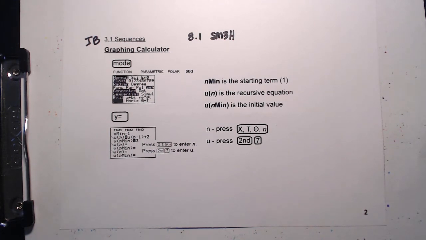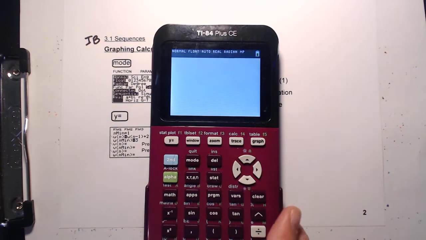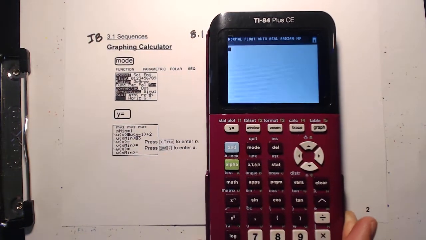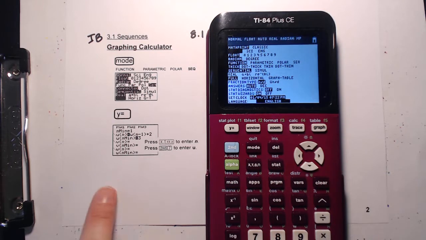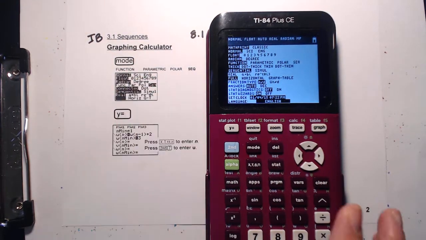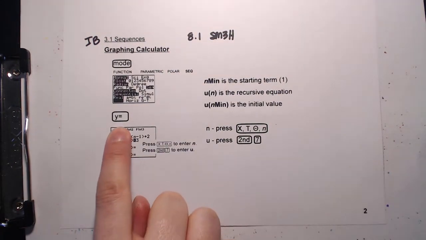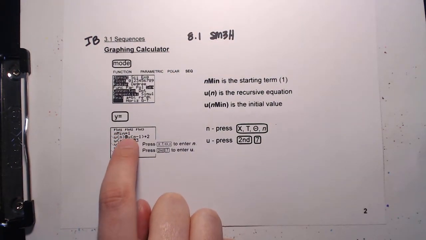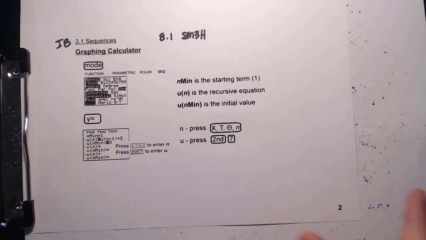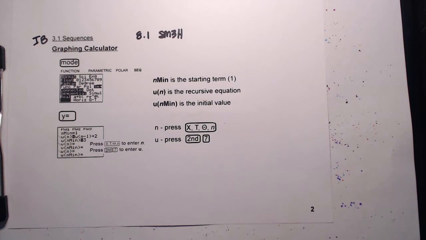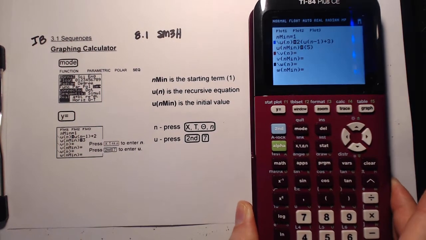The first thing you're going to need to do is switch it to the correct mode. So we're going to hit mode, go down to the line where it says function, parametric, polar, sequence, go over to sequence and hit enter. That's going to allow us to work with sequences instead of just an XY coordinate plane. So then we're going to go to y equals, and it's going to pull up this menu, and this is going to explain what the different options are. So when I hit y equals, that's what it pulls up.